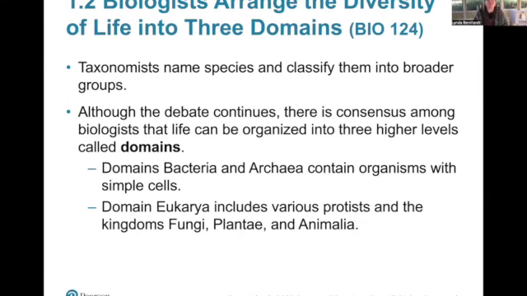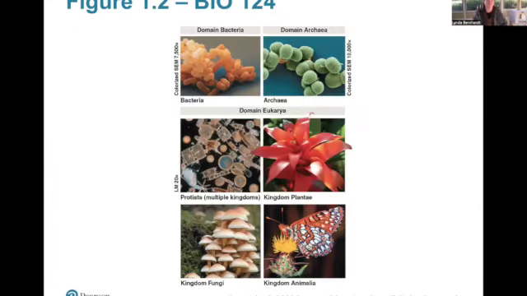Okay, Bio 124 is where we talk about the domains. There are 3 domains. Not going to worry about it right now because, again, this is Bio 124. This is just showing you the domains. Again, this is for Bio 124. It's also showing you kingdom.